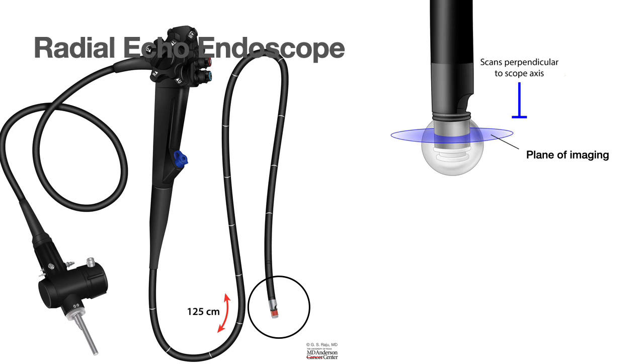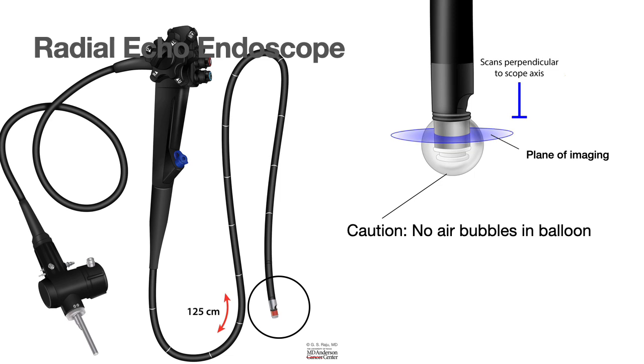All these echoendoscopes, we place a balloon at the end, and it is important to make sure that there are no air bubbles when you fill that with saline. So that is very important from an endoscopy technician point of view when setting up the EUS scope. So we've learned about the radial echoendoscope. We've learned that it scans perpendicular to the scope axis.